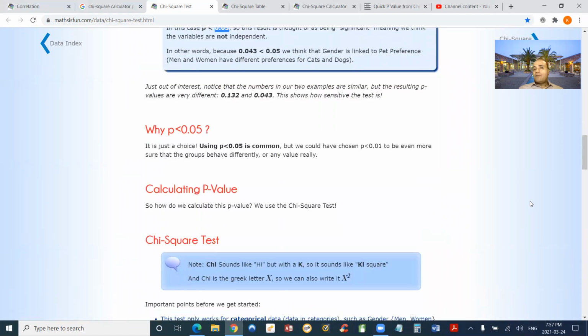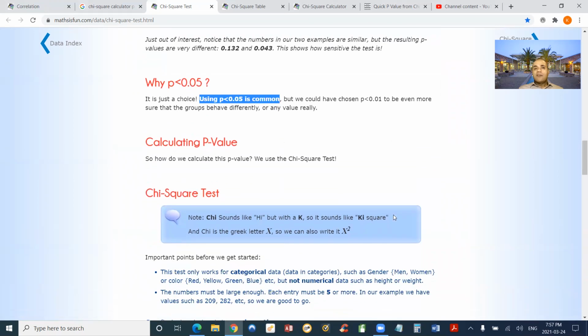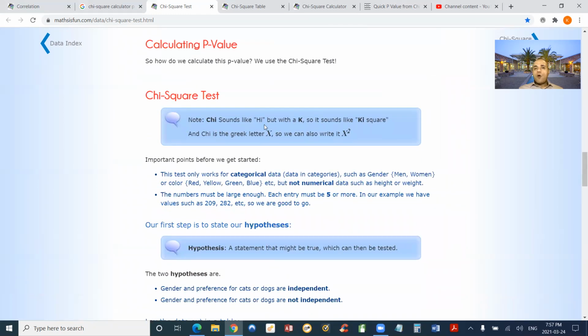So you could potentially choose a different P. Remember, P could be 0.01, P could be 0.5, P could be 0.001. Usually we want this P to be very small. 0.05 is good, 0.01 is basically very tight. We spoke of this, it sounds like "high" but with a K, so it is going to be chi-square as we explained, and this is going to be x2.